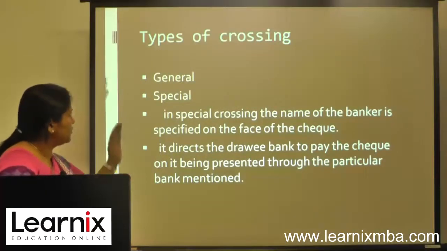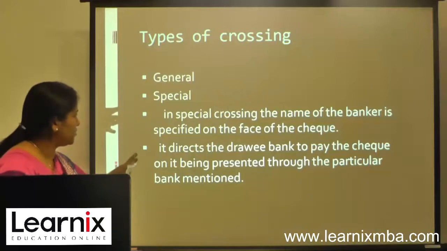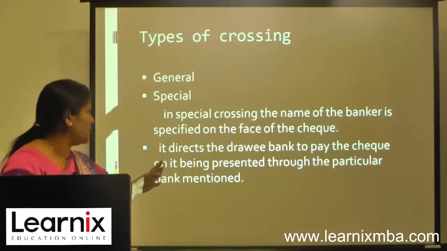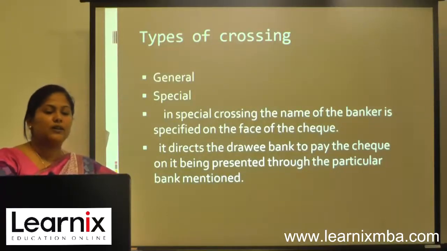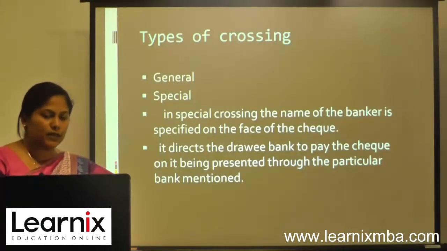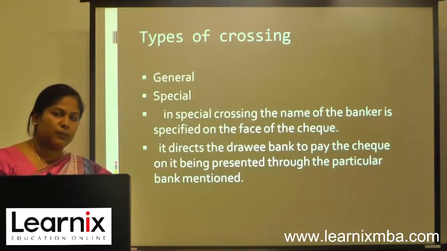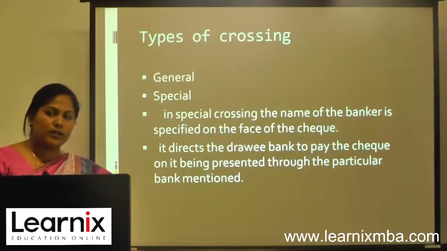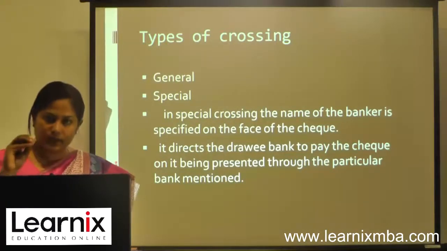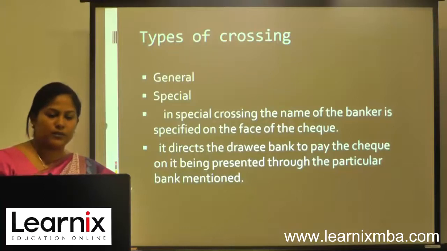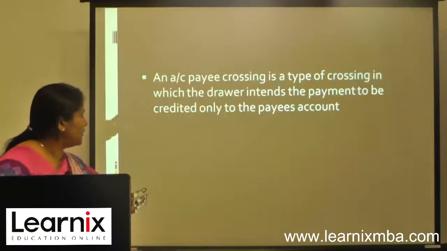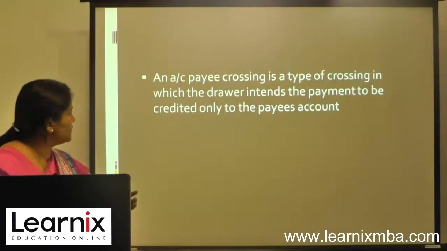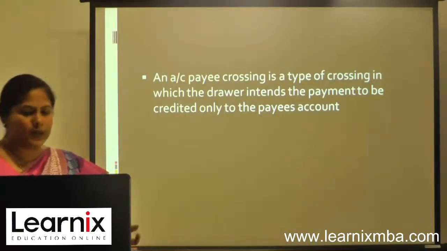The types of crossing are basically general and special crossing. In special crossing, the name of the banker is specified on the face of the check. It directs the drawee bank to pay the check on it being presented through a particular banker. Sometimes it will be very specifically mentioned to be paid to a particular account, or it has to go through a particular banker's account. That is what you call a special one, whereas in a general one, simply two transverse lines will occur. Sometimes you can see checks being presented as account payee also.